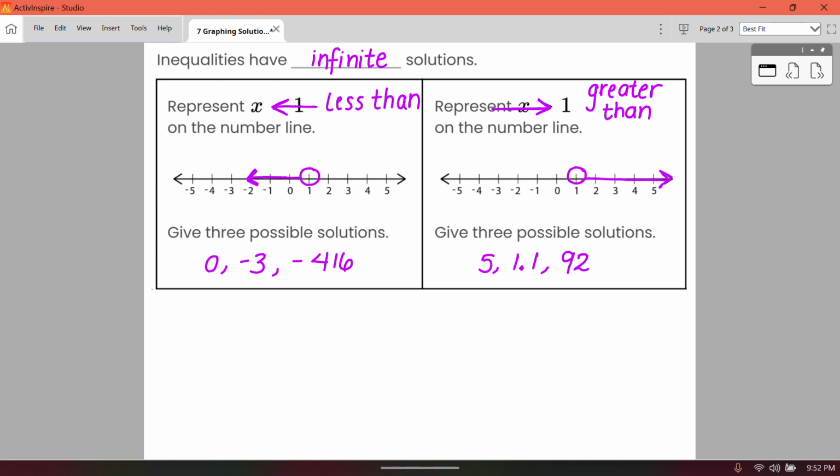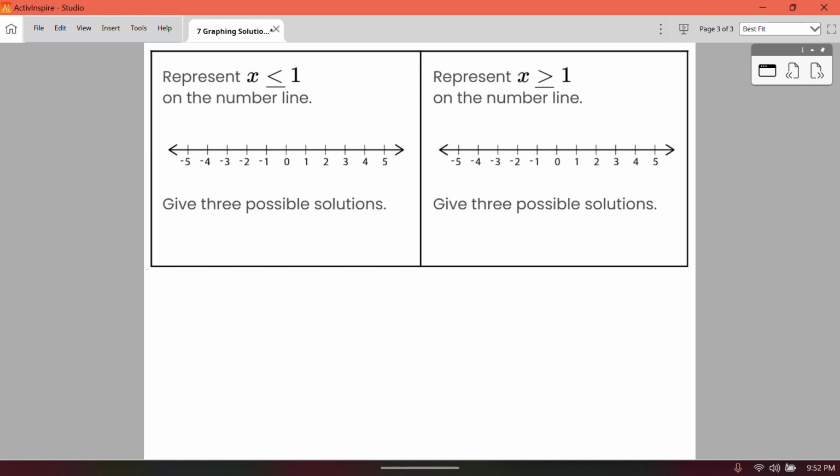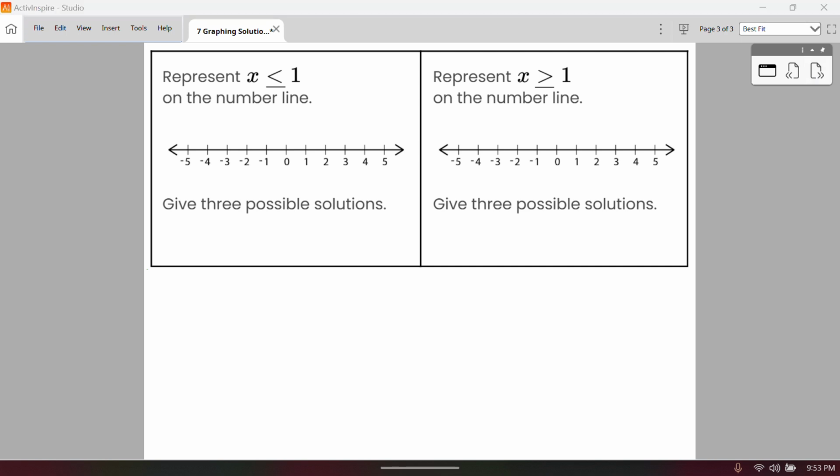Help yourself. Let's look at these last 2 graphing examples, and they probably look really familiar, but there's one little thing that's different on both of these. Both of these inequality symbols have a little line under them, which means x is any number in the world less than or equal to 1.